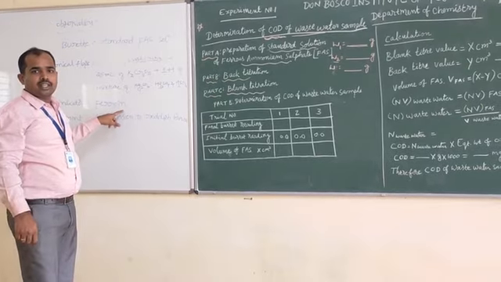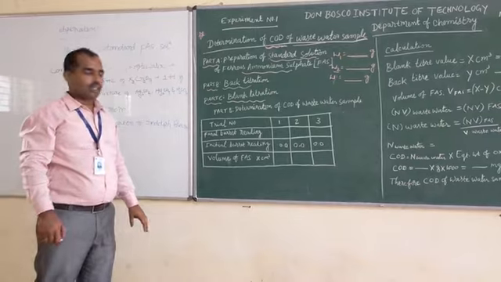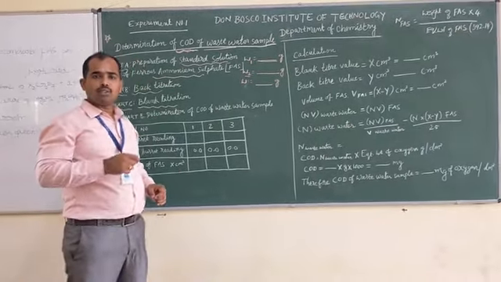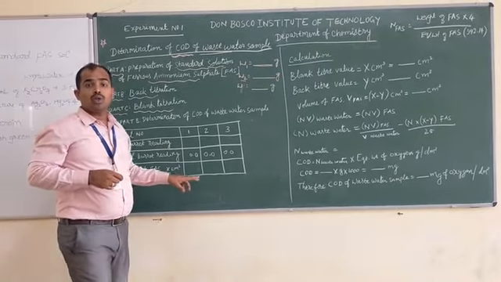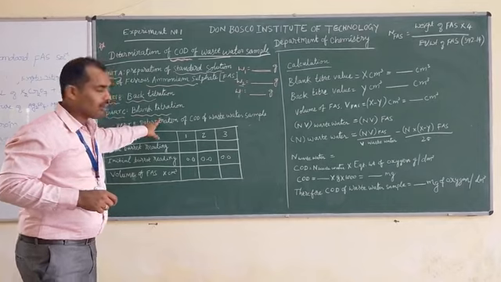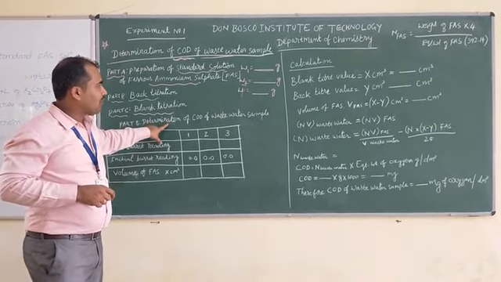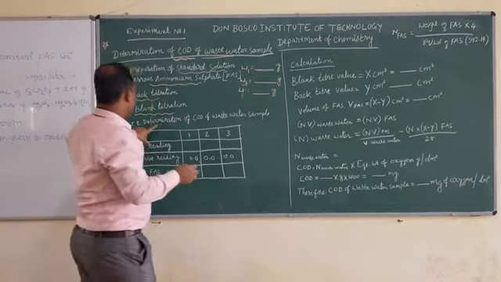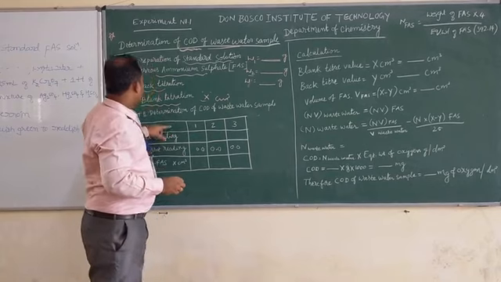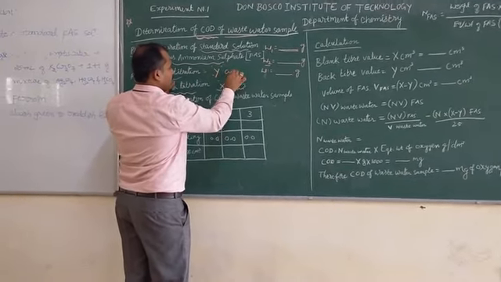Then you have to titrate against the ferrous ammonium sulfate solution until you obtain a reddish brown color. Once you obtain the reddish brown color, you have to stop the experiment. Again we have to note down the burette reading for the blank titration also. Here the blank titration value is denoted as y cm cube.